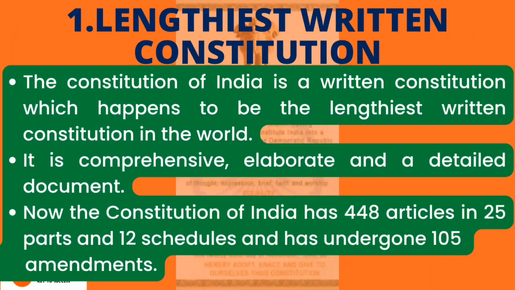Number 1. The lengthiest written constitution. The Constitution of India is a written constitution which happens to be the lengthiest written constitution in the world. It is comprehensive, elaborate and a detailed document. Now, the Constitution of India has 448 articles in 25 parts and 12 schedules and has undergone 105 amendments.